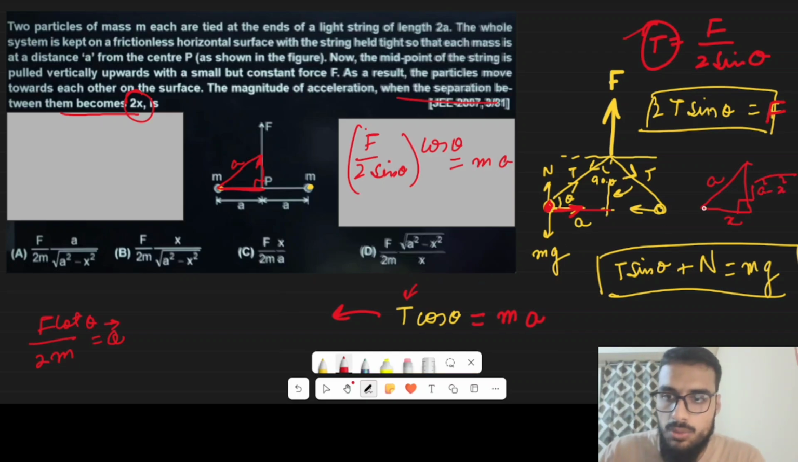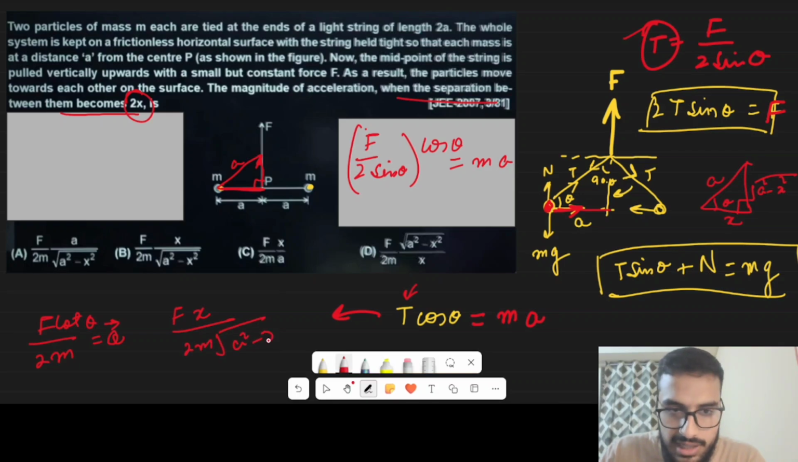Yes. And what is cot theta now? Cot theta is base divided by perpendicular, so the acceleration will be F into x divided by 2m root of a square minus x square. Let's see, where is this? Okay, this is your option: Fx over 2m root of a square minus x square.